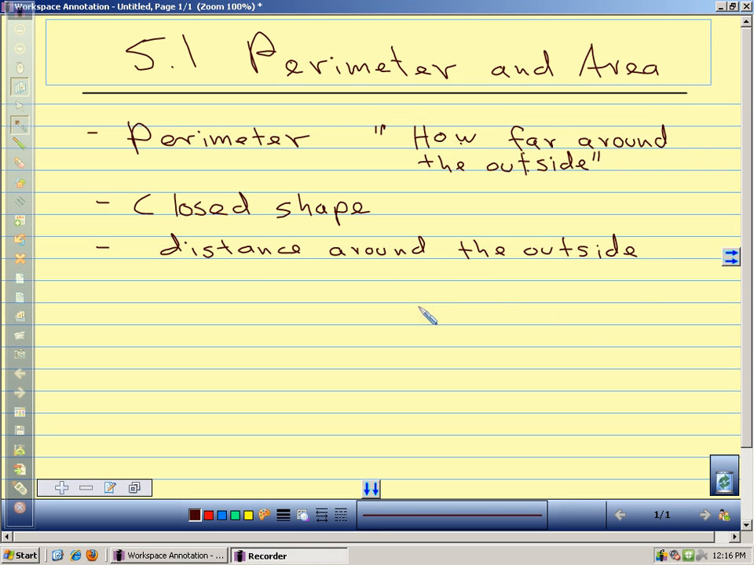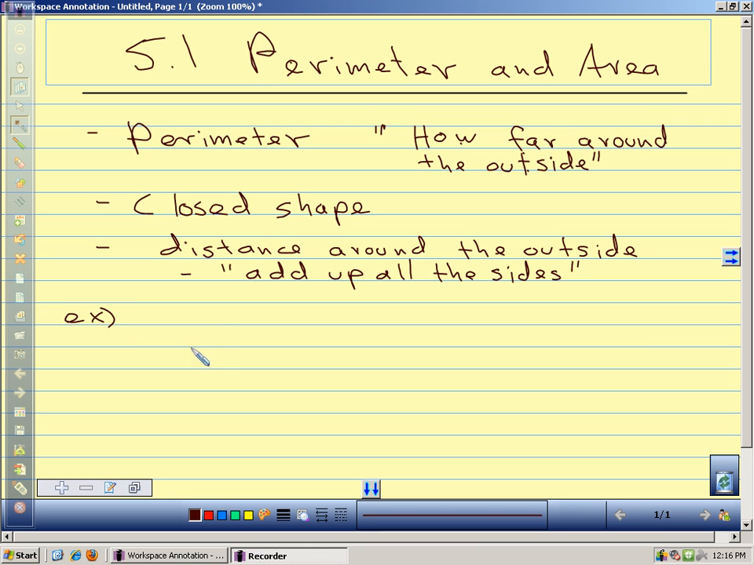And what we normally do for our different shapes, the rule that we're going to follow is we just add up all the sides. And for something like a circle or some other shape, we might need to come up with some different kind of formula, but we're doing essentially the same thing. We're adding up all the sides. So let's look at a quick example.